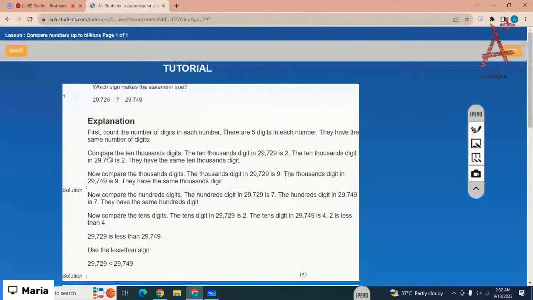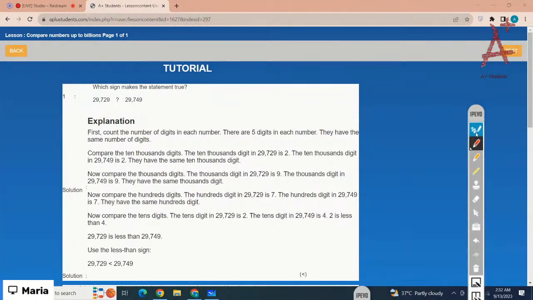Which sign makes the statement true? You are given two numbers, 29,729 and the second one is 29,749, right? Hello, Patch. Can you hear me now?